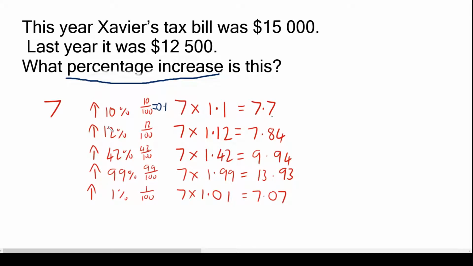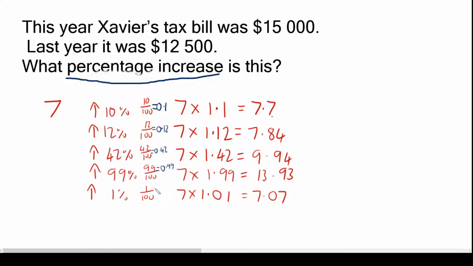If we want to increase 7 by 12%, that's 12 over 100, which is equal to 0.12. So 7 times by 1.12, because we're increasing it by 12%, gives me 7.84. 42% equals 0.42. 7 times by 1.42 is 9.94. 99% is 0.99. 7 times by 1.99, because we're increasing it by 99%, gives me 13.93.